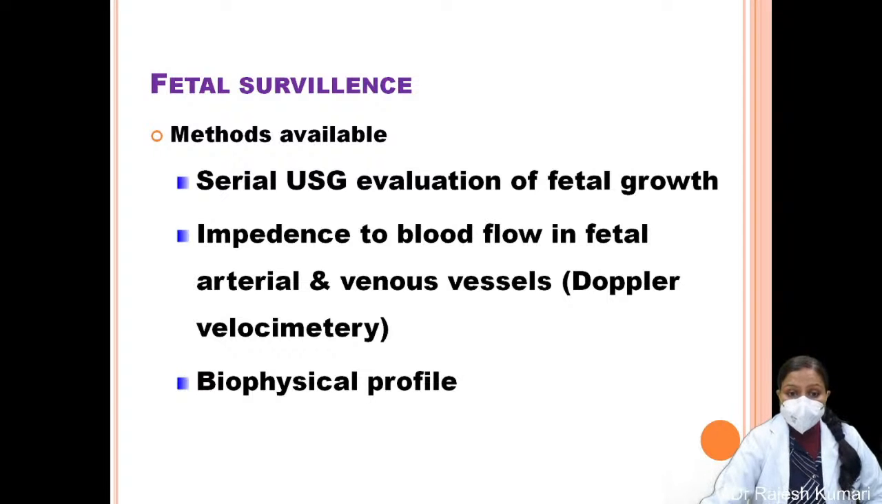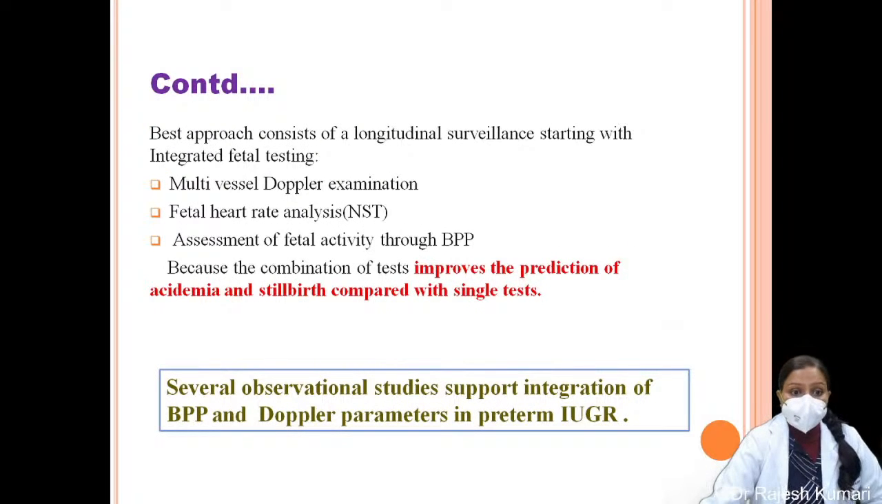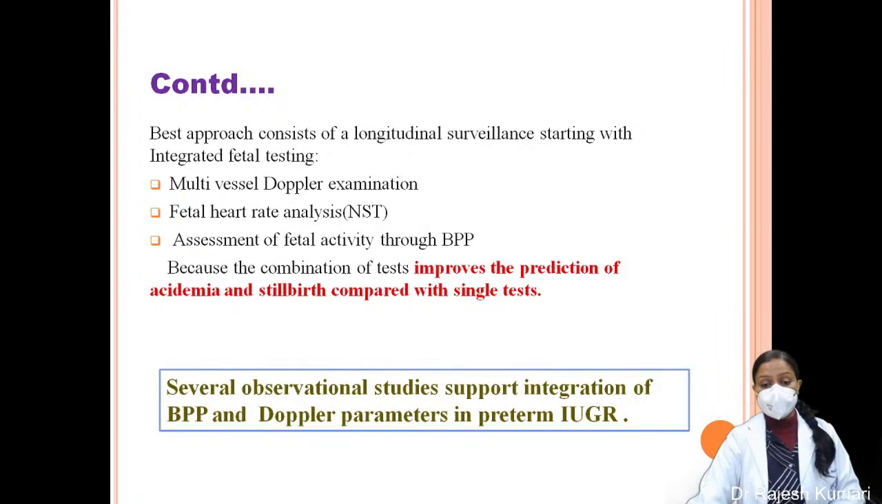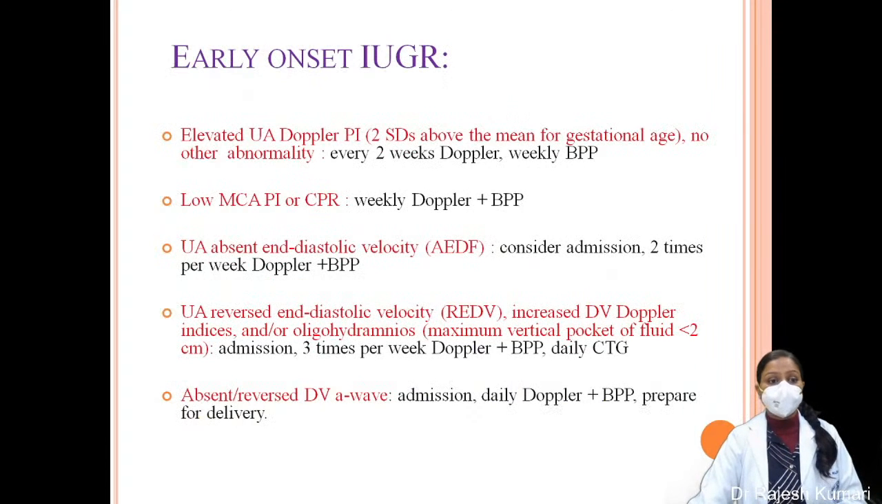Other methods: serial ultrasound evaluation of fetal growth, impedance to blood flow in fetal arterial and venous vessels, and biophysical profile. The best approach consists of longitudinal surveillance starting with integrated fetal assessment testing, multi-vessel Doppler examination, fetal heart rate analysis, and assessment of fetal activity through biophysical profile, because the combination of tests improves the prediction of acidemia and stillbirth compared with single tests. Several observational studies support integration of biophysical profile and Doppler parameters in preterm IUGR.